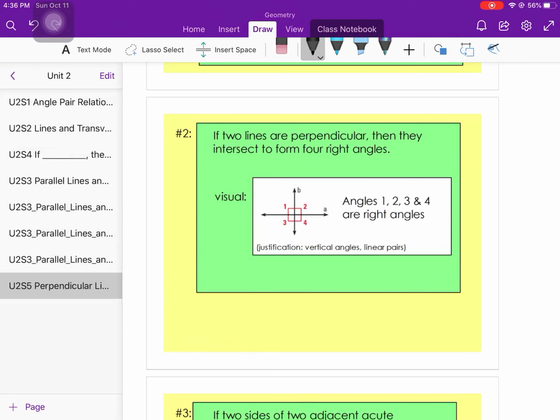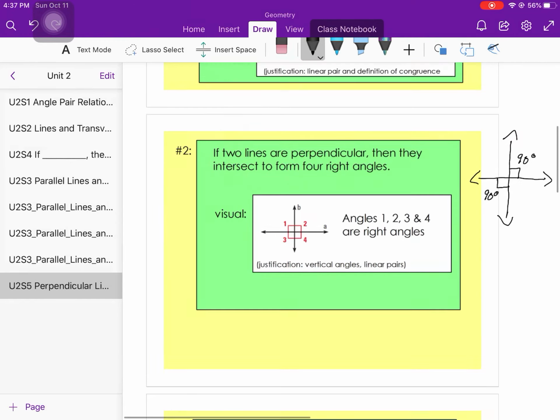Number 2: if 2 lines are perpendicular, then they intersect to form 4 right angles. So off to the side here, I'm just going to draw this. So imagine that we got 2 lines here, and they intersect. We know that they form at least one right angle, because it tells us that they're perpendicular. So that's 90. Well, if we know that angle is 90, we know that the vertical angle across from it has to be 90 as well, because that's the definition of vertical angles. So there's 2 90-degree angles.